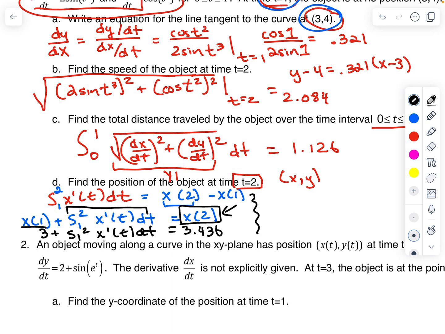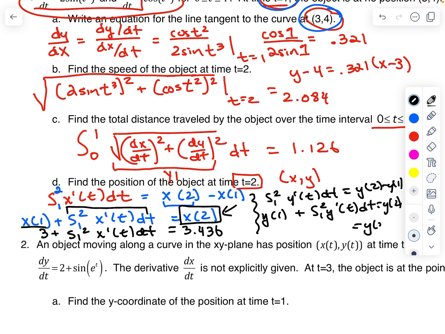I need to do the same thing with the y coordinate. So the integral from 1 to 2 of y prime is the same as y of 2 minus y of 1. Or you could go straight to here. Any version of this equation would be fine. Just use your calculator. And you're going to get that y of 2 is 3.557. So your answer would be (3.436, 3.557).